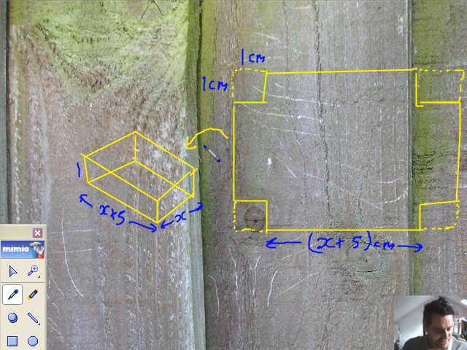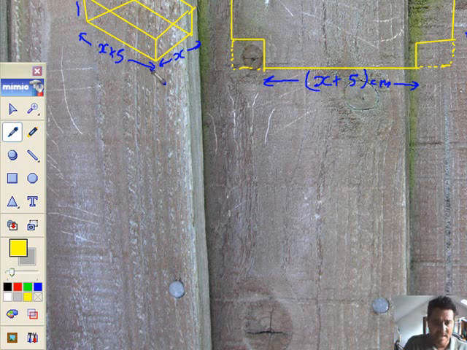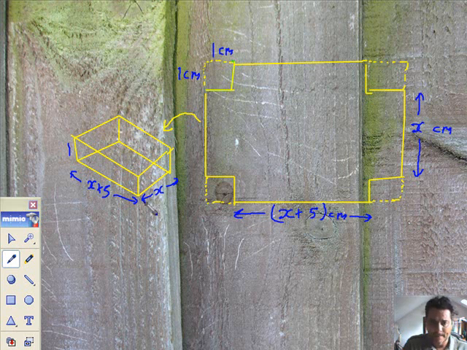Write down the expressions for the length, width and height of the box formed. Well, my length is going to be x plus 5, the long side there. My width is going to be x, that corresponds to that side there. And my height will be 1 centimetre just there. So that's the three things they want, the 3 dimensions: x for the width, x plus 5 for the length, and the height of 1 centimetre. All these lengths are given in centimetres in the question.